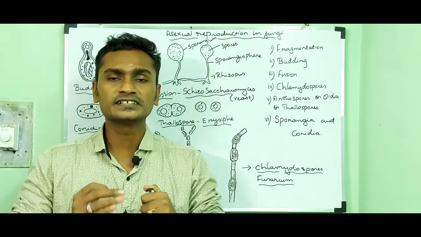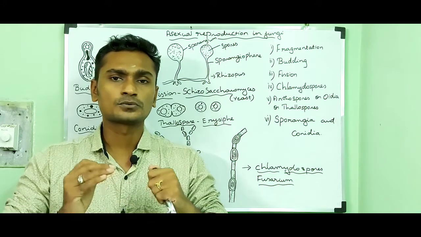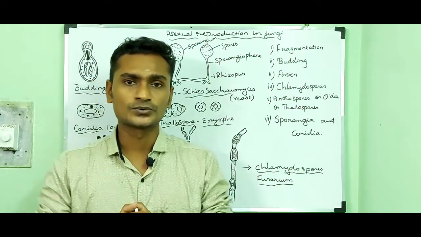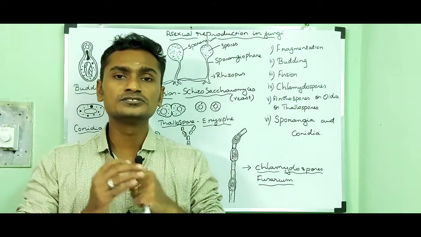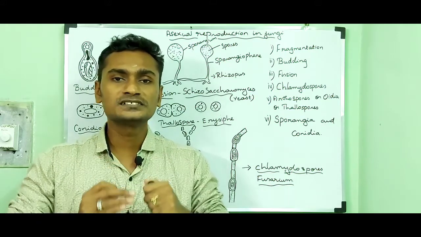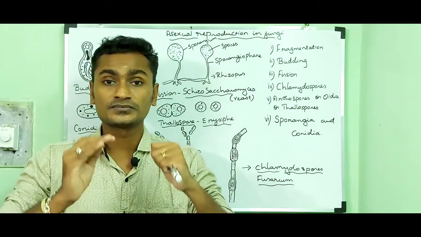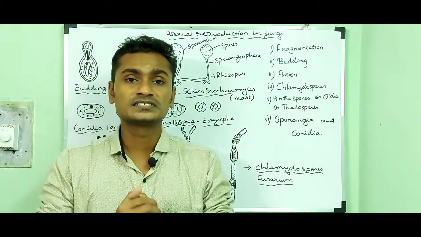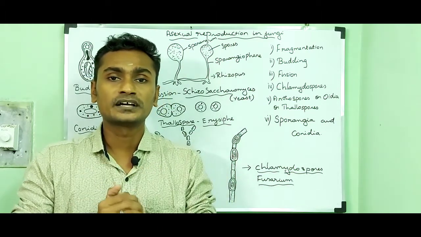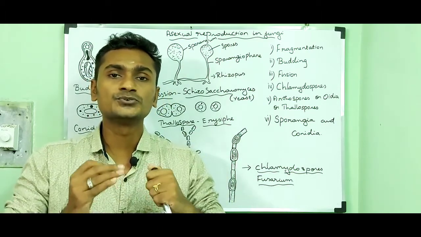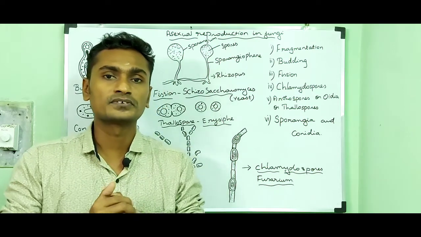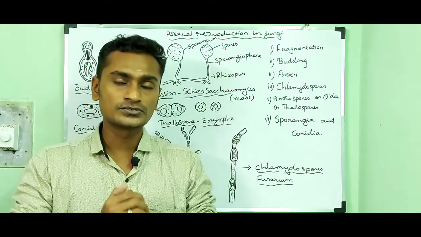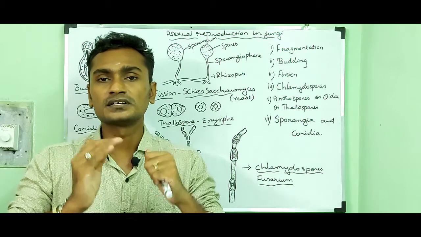Asexual reproduction includes vegetative or somatic reproduction also, in which a new individual is produced from an unspecialized detached portion of the thallus. That means the plant body of fungi can give rise to a new individual, and that type of reproduction is called vegetative reproduction or somatic reproduction.